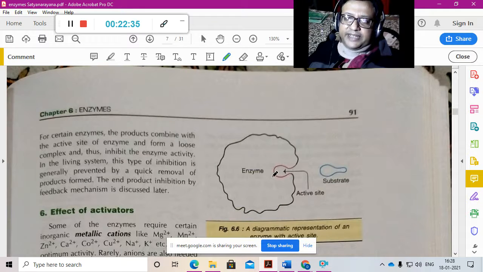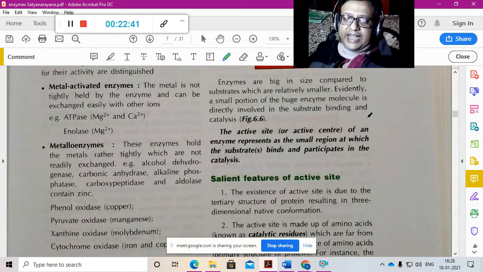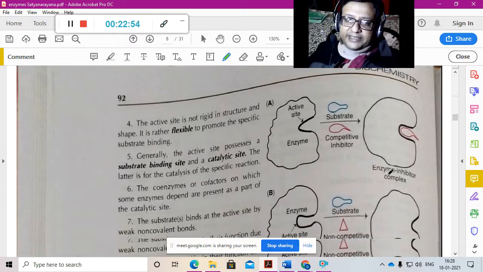Then, what is the active site of the enzyme? This is the active site where the real enzyme activity takes place. So the active site or active center of an enzyme represents the small region at which the substrate binds and participates in the catalysis. That is the active site.